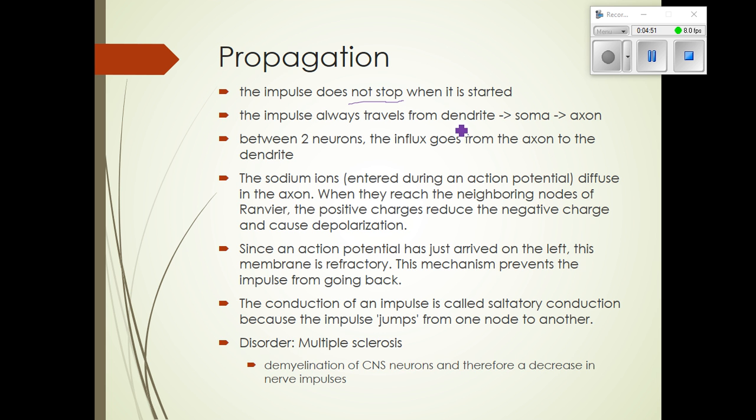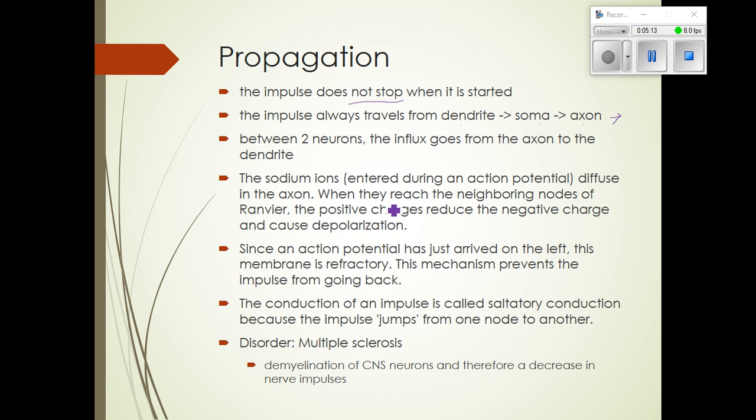The impulse always travels in one direction, so always from the dendrite to the soma to the axon terminals at the end of it. Between two neurons, so if I'm talking about one neuron communicating with another, it comes from the axon to the dendrite of the next neuron.